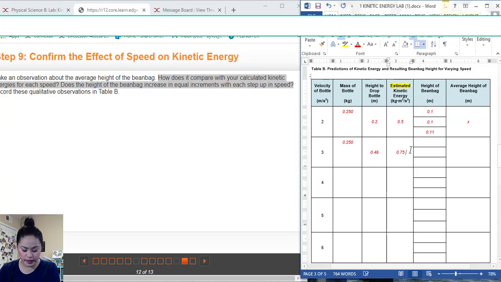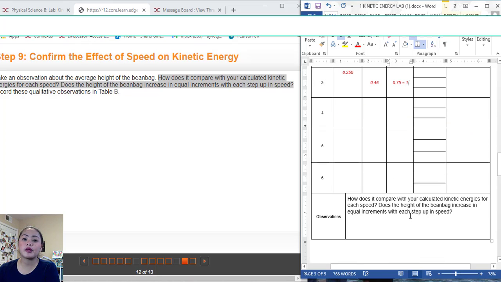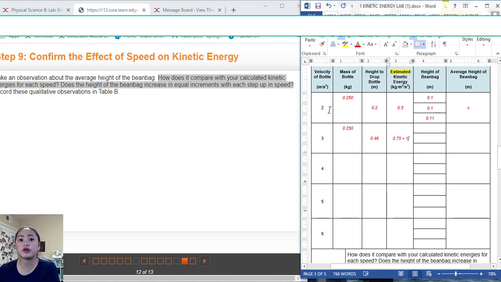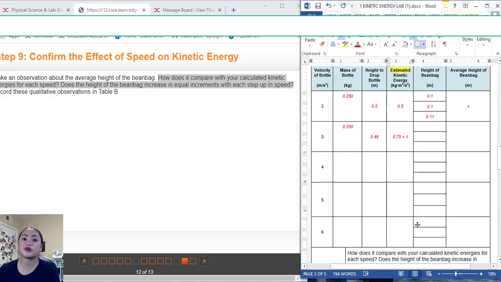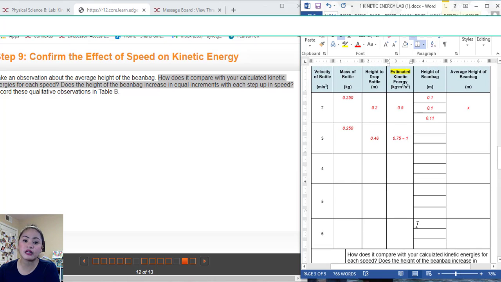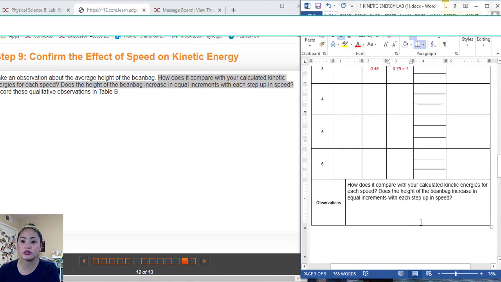So you cannot estimate it to just 1. So you're just going to want to put 1. And how does it compare with your calculated kinetic energies for each speed? So for each of the speeds, which is this, how are you going to compare their kinetic energies? Did they, with the increase of speed, did the kinetic energy increase or decrease?